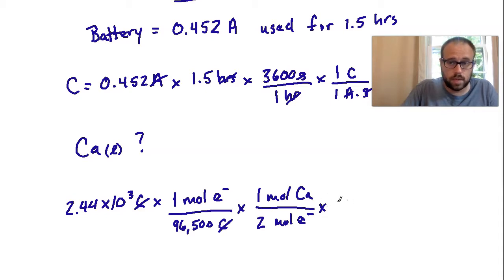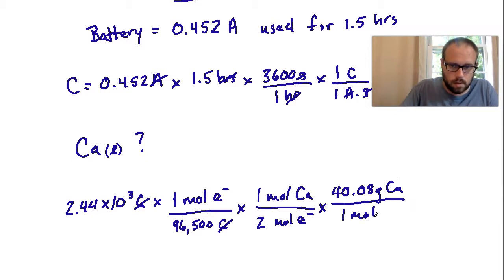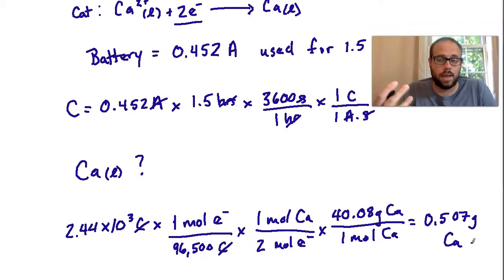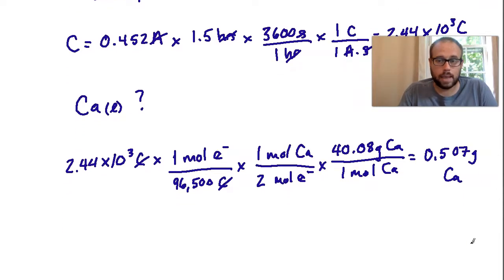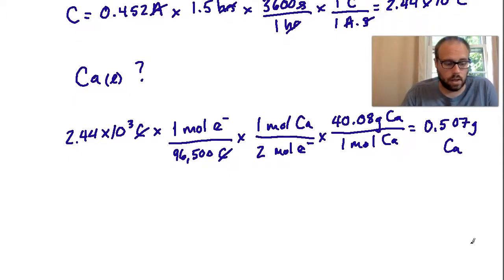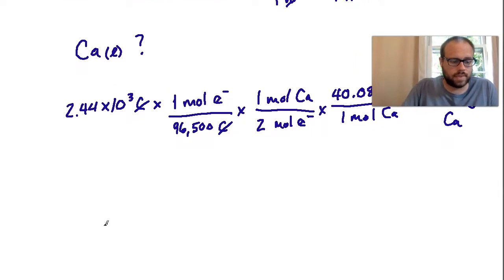So this would get me the moles, and if I wanted to know the grams, I would take it one step further and say it is 40.08 grams of calcium in every 1 mole of calcium. So what I end up with, if I put all that together, is 0.507 grams of calcium. So by just knowing the redox I'm interested in and how long I'm going to be passing a current over that electrolytic cell, I can predict how much calcium I could generate in a case like that. All right. So now let's do the same thing for the chlorine.